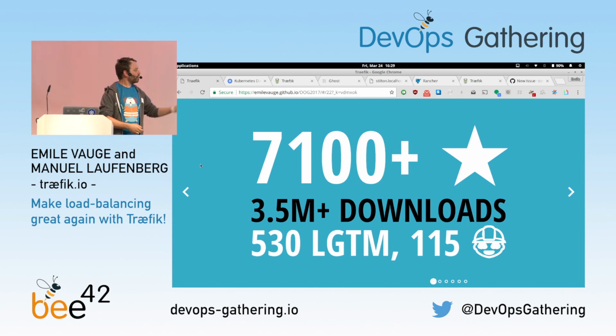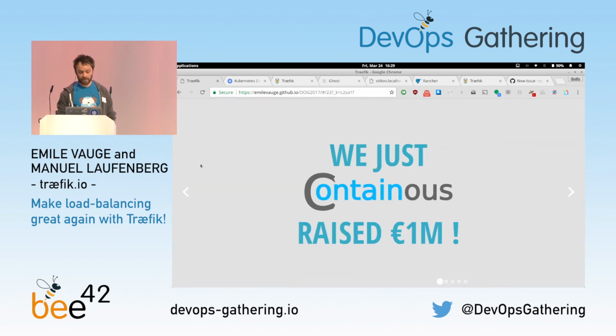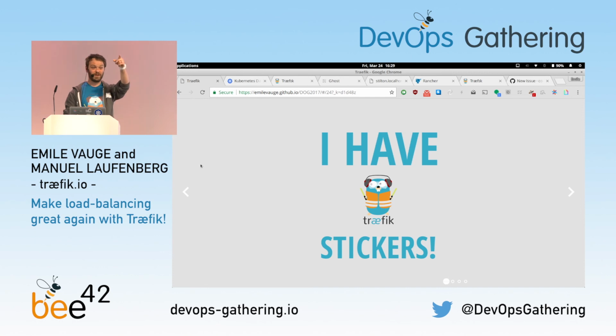So we have pretty good traction right now on GitHub. We have more than 7,000 stars on GitHub. It has been downloaded more than 3 million times, and we have merged more than 500 pull requests, and we have more than 100 contributors. And the company behind Traefik is Containous. We just raised 1 million euros to build a team to develop Traefik further. So if you want, I have some stickers. Maybe you have seen them. They are on the table.